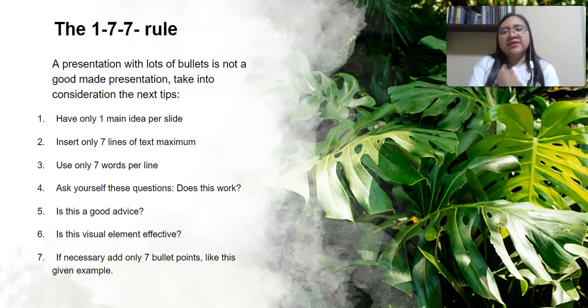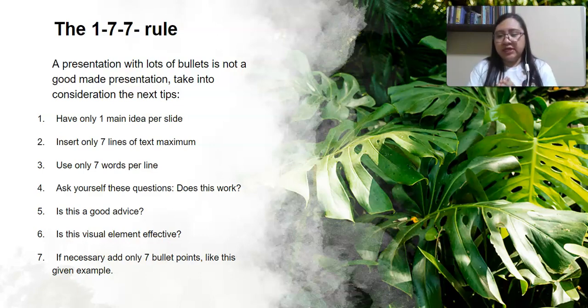The 7 by 7 rule. A presentation with lots of bullets is not a well-made presentation. Take into consideration the next tips. Have only one main idea per slide. Insert only 7 lines of text maximum. This is the 7 by 7 rule: 7 lines, 7 words. Use only 7 words per line. Ask yourself this question: does this work?